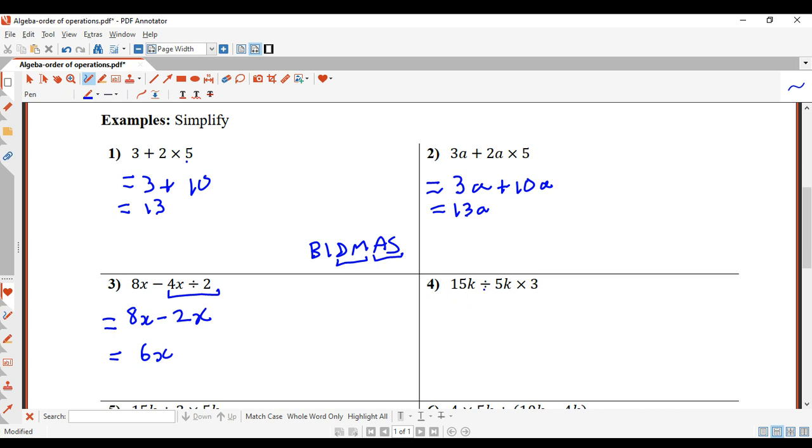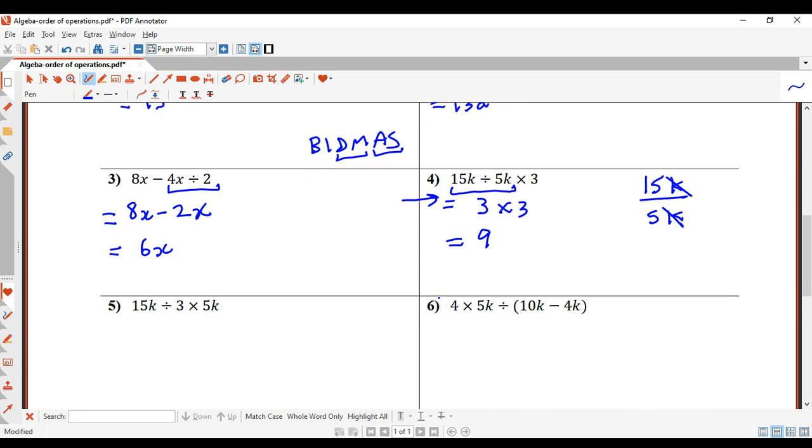Okay. Now what about this one? We've got division and times. Now they're grouped together, so you don't have to do one before the other, but you do whichever one comes first from left to right. So as I'm going from left to right, I bump into the division first. So I've got to do that first. So 15k divided by 5k. Now the k's will cancel, and 15 divided by 5 is 3. So that's equal to 3. And then I've still got the times 3 there. So that gives you 9.